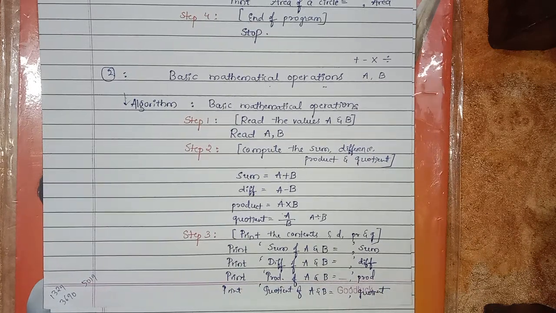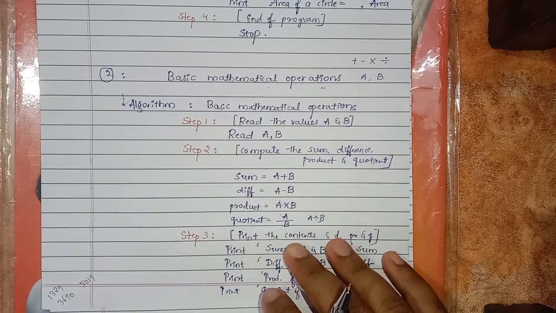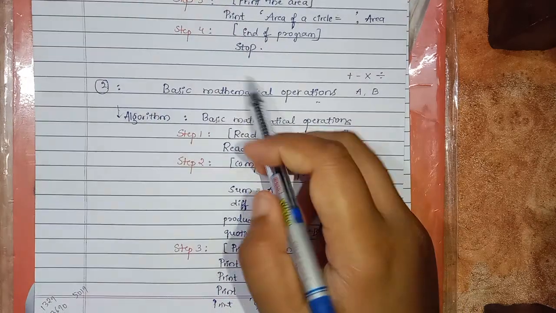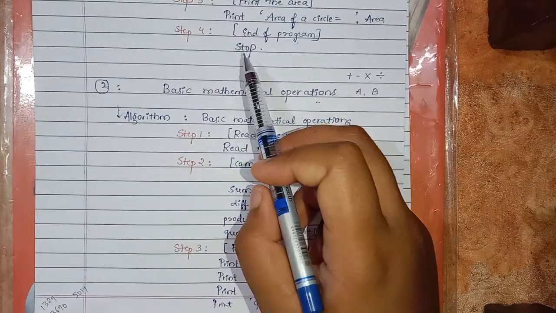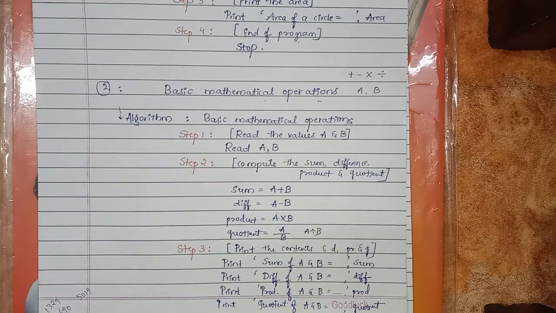This is the output you are getting from the computer. And what will be step 4? Same, step 4 will be: end of program and stop. Step 4. So this is the algorithm to perform basic mathematical operations.